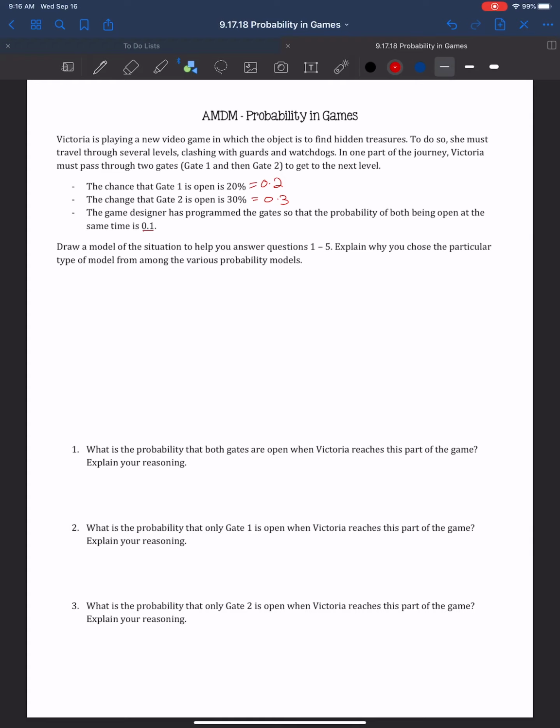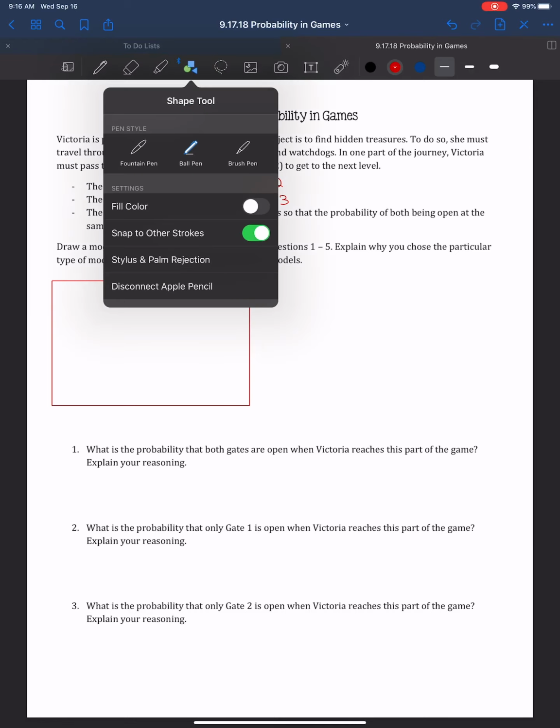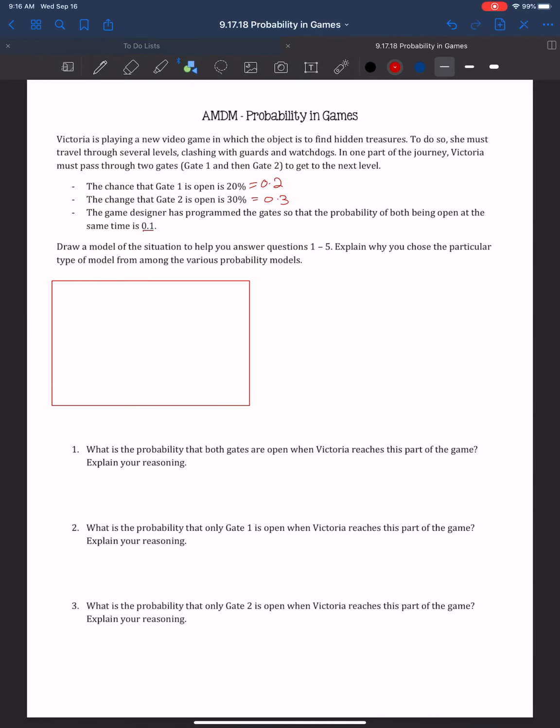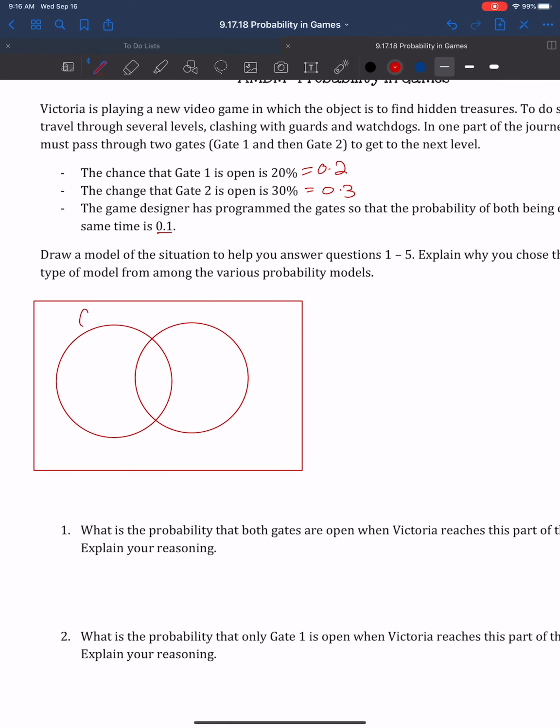So the first thing I'm going to do is a Venn diagram. So let me draw my box here to put it in. Okay, and then inside I'm going to have two circles. Okay, and each of these circles represent a gate. So we've got gate 1 and gate 2.